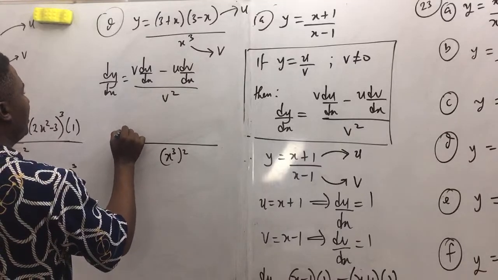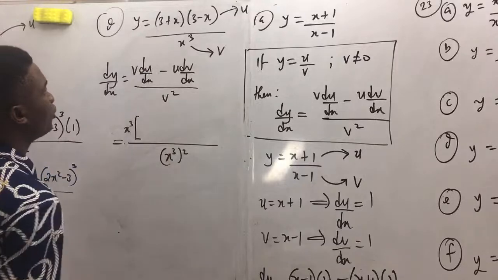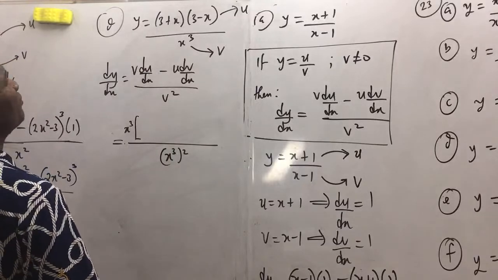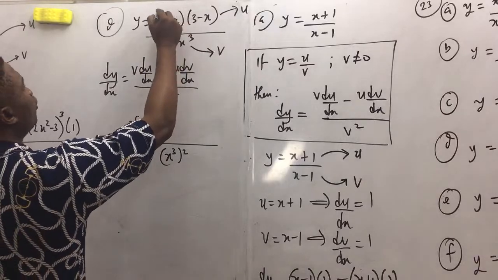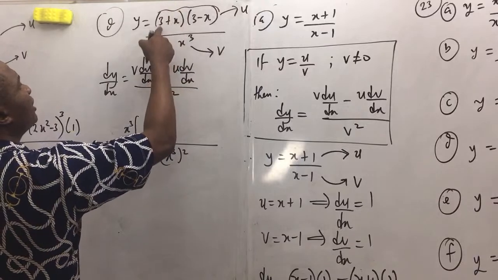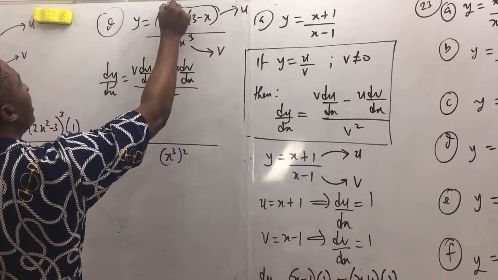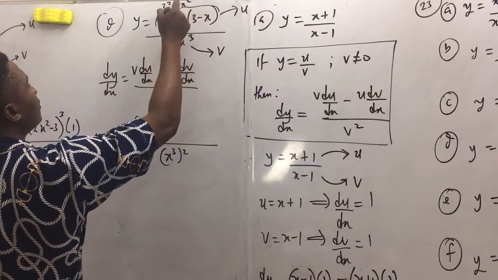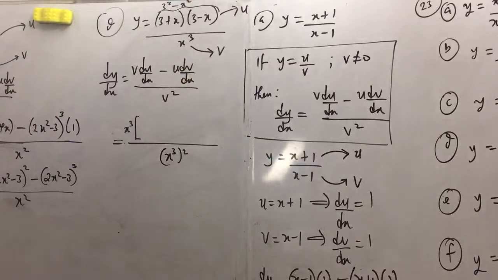Let me keep my v constant, and I'll use product rule to differentiate that. Or you could even make the problem simpler for yourself. Take note, this is difference of 2 squares. According to difference of 2 squares, 3 plus x in bracket 3 minus x will give you 3 squared minus x squared. So that is 9 minus x squared. More or less the numerator is 9 minus x squared. Okay?